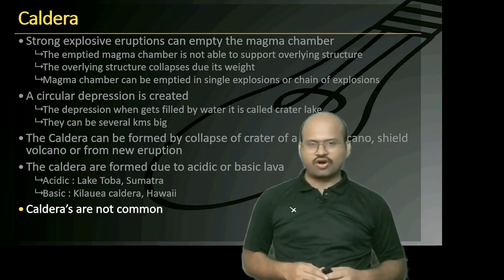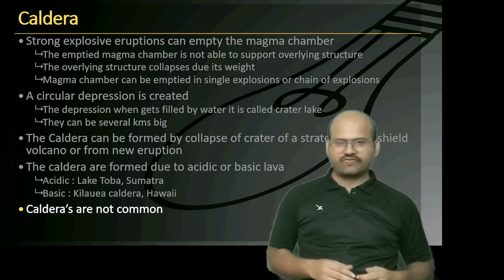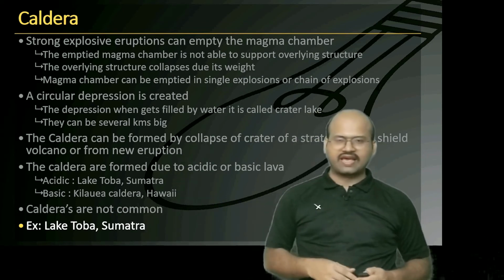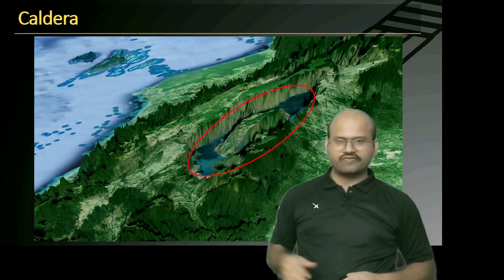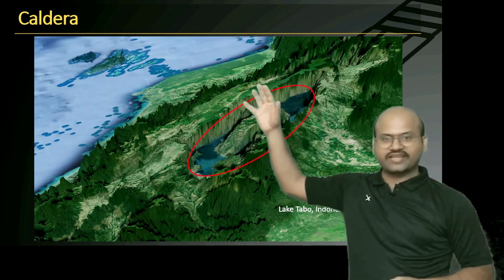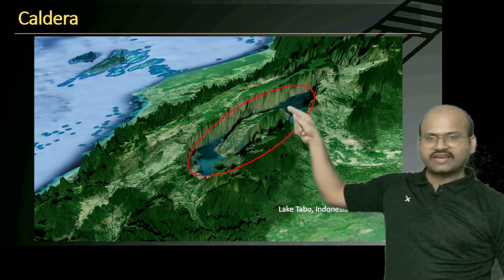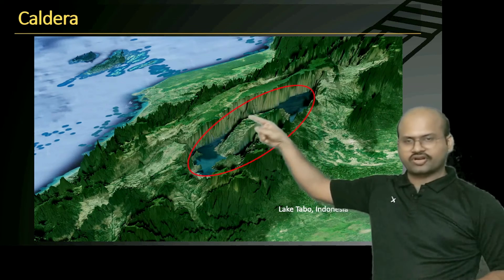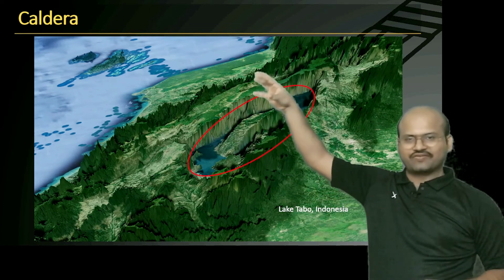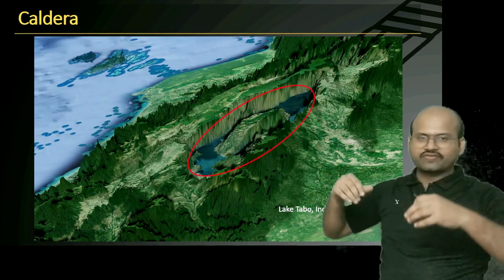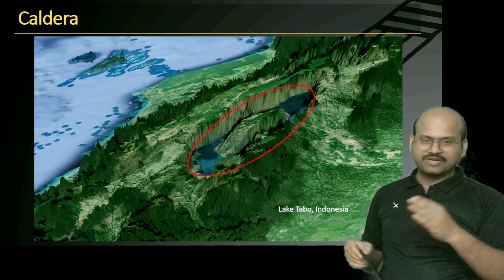Calderas are not very common and they are very rarely formed. Lake Toba of Sumatra is an example of a caldera. Here we can see Lake Toba of Sumatra. You can see here that there is a depression, and in the middle there is a raised part, an island. This is filled with water. So this is a crater which is formed by a caldera, that is, collapse of the volcanic mountain due to an empty magma chamber.